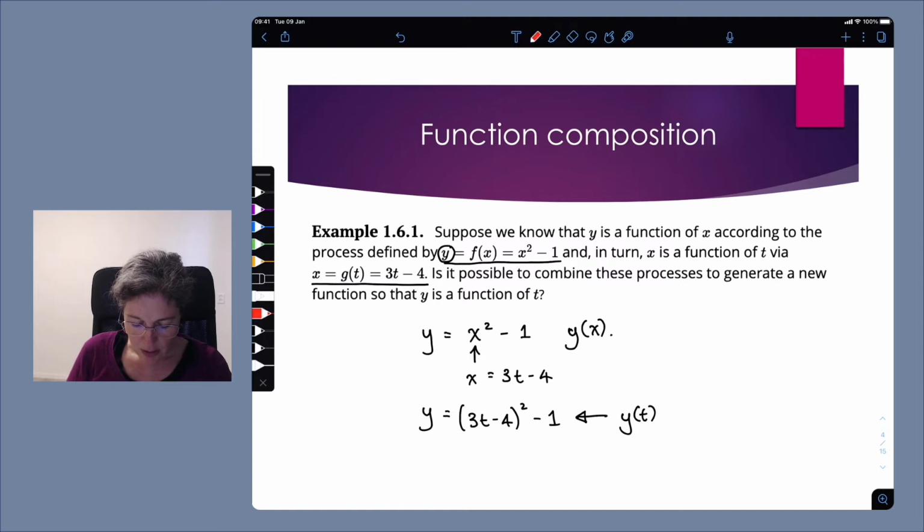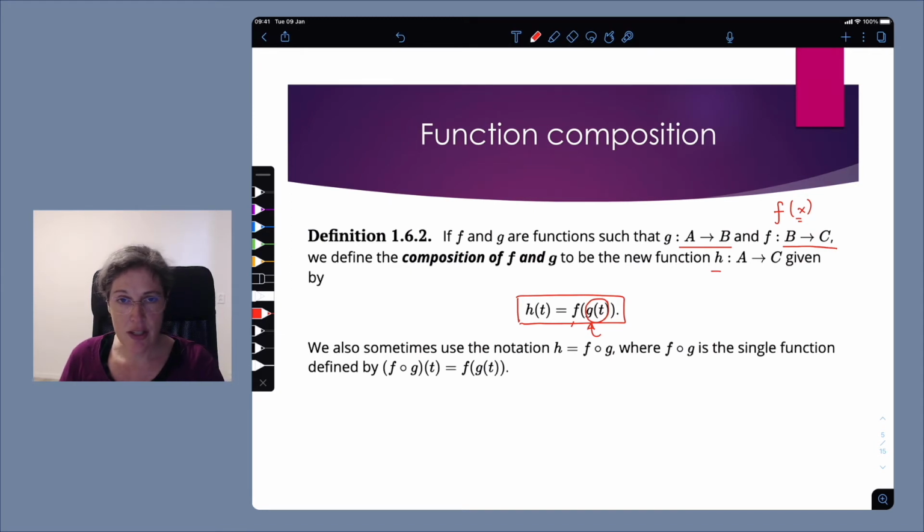We looked at our y, which we're thinking of as our f here, and we said, okay, wherever we see an x, we're going to replace it with the function g. And that changes our function y from being a function of x to being a function of whatever g is. So in this case, g was a function of t.